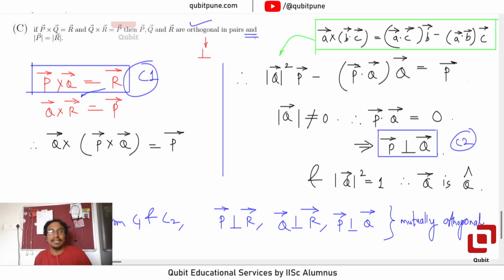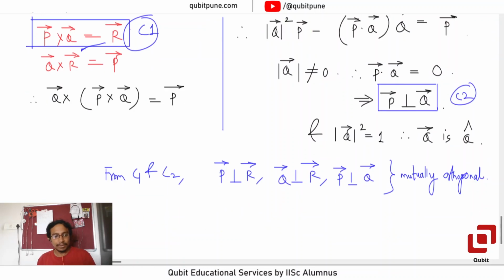So we should check the second part too. If the second one doesn't turn out to be right, option C will be incorrect. Otherwise, it will be correct. So how to prove that? Having proved that all of them are orthogonal, what can be said about this? Magnitude of P into magnitude of Q is equal to magnitude of R. Magnitude of Q into magnitude of R is equal to magnitude of P.